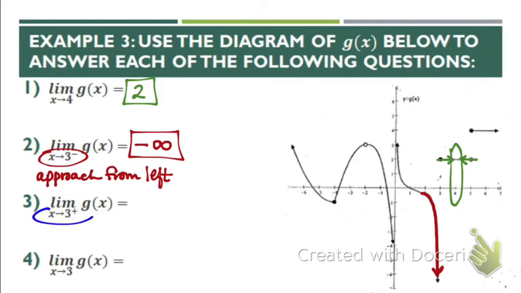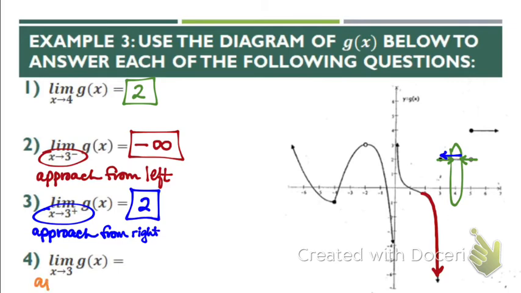Is the same thing true if I approach it from the right? No. If I approach from the right, I'm going this way. What is the output I'm approaching if I come at it from the right? 2. What does that bottom notation mean? From both sides. So we are going to approach from both sides.